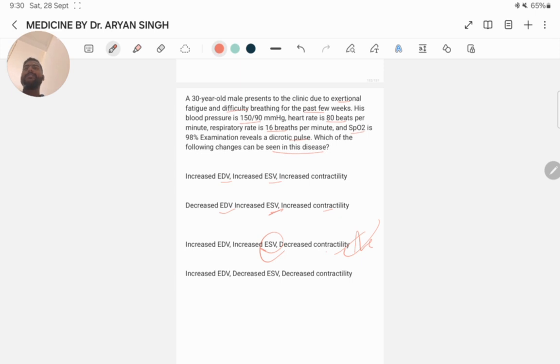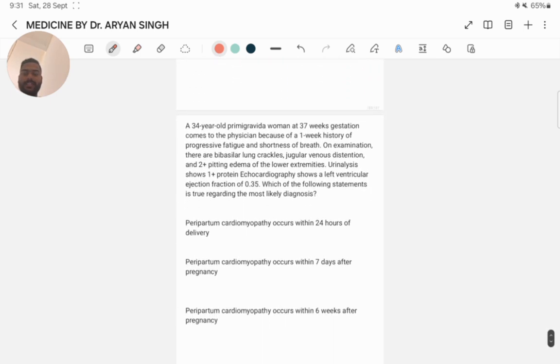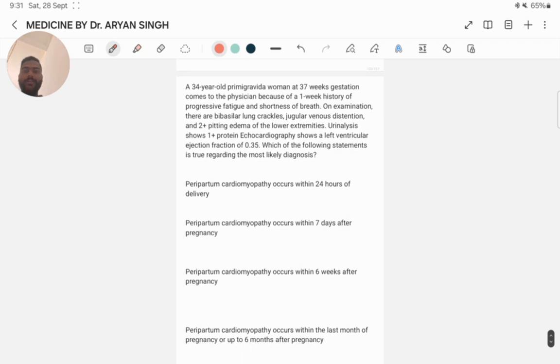Here is the answer. Because the dicrotic pulse with exertional dyspnea indicates dilated cardiomyopathy, there is an increase in end-diastolic volume. DCM is characterized by the enlargement and dilation of the left ventricle, which can lead to an increase in the volume of blood filling the ventricle during diastole, resulting in a decreased EF. Next question.